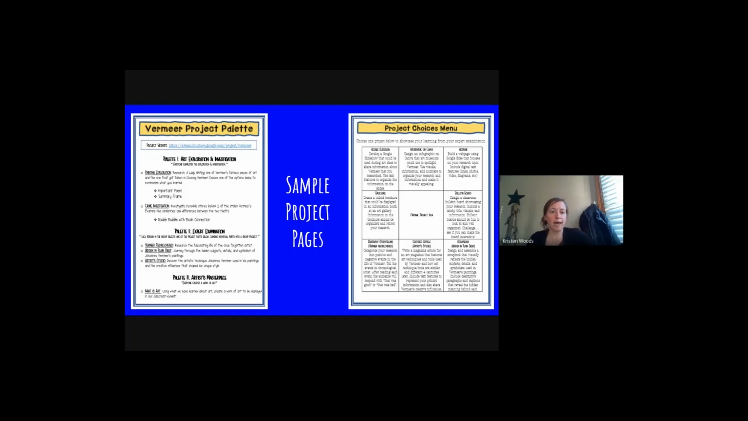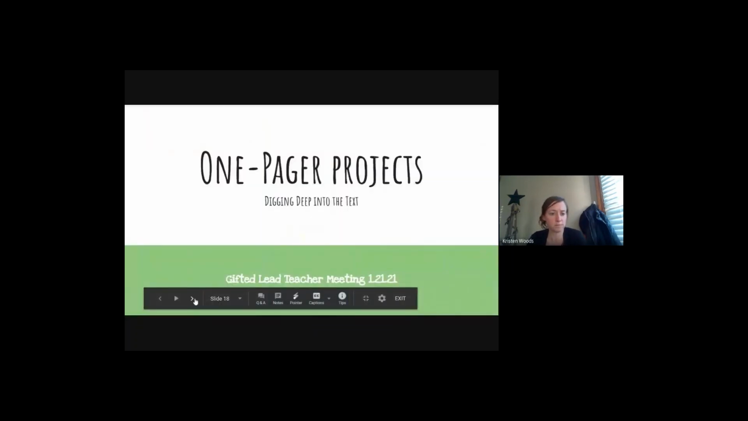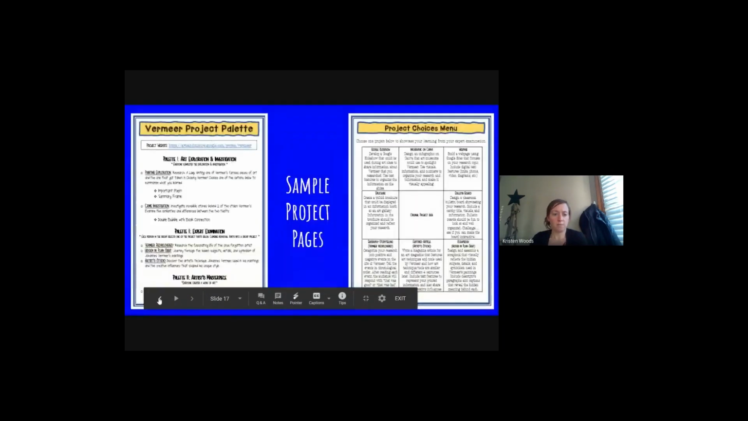But pretty much they had an outline of their project. The next couple pages were more of a breakdown as to what was expected. And then on the right-hand side was their project menu that they could choose from for their expert presentation. So that was pretty much in a nutshell how we ran our first novel study of the year.